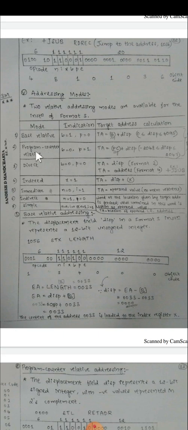And program counter relative, as its name says, uses the program counter. So here the b value will be 0 and the p value will be 1, and the target address will be PC plus displacement, that is, displacement plus the content of the PC register, the program counter register that we have already studied in the SIC machine. The content of that register plus displacement will be the target address, and this displacement will usually be in the range from minus 2048 to plus 2047.